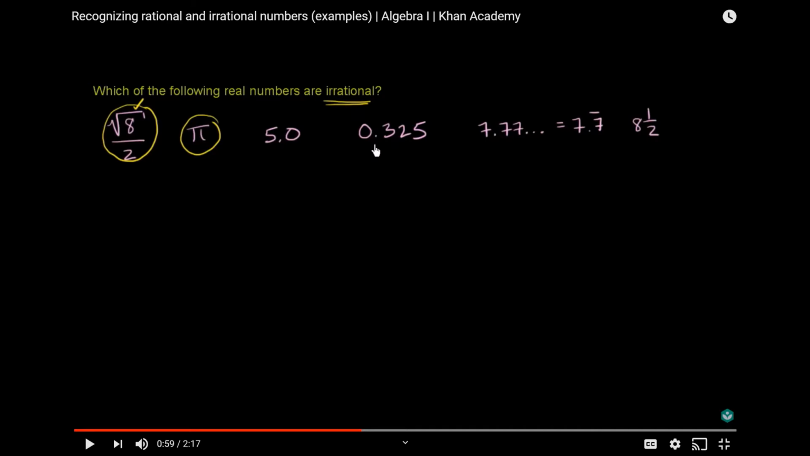And then over 2. That will be irrational. And then you have pi, which is 3.14, whatever the rest of the pi number is. So that's irrational.